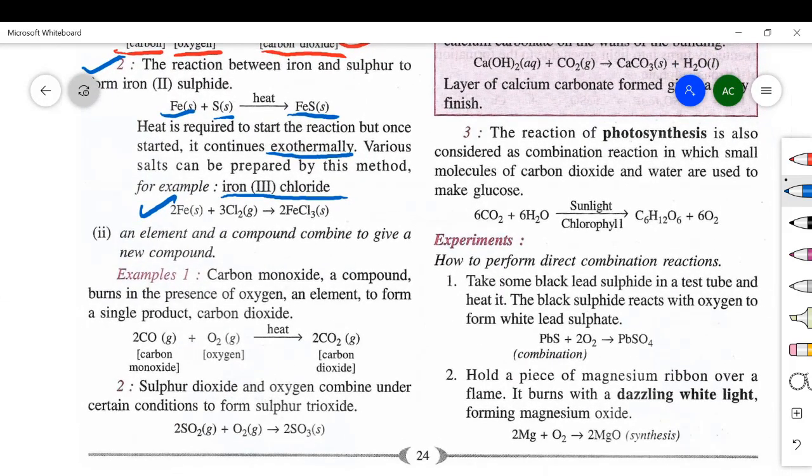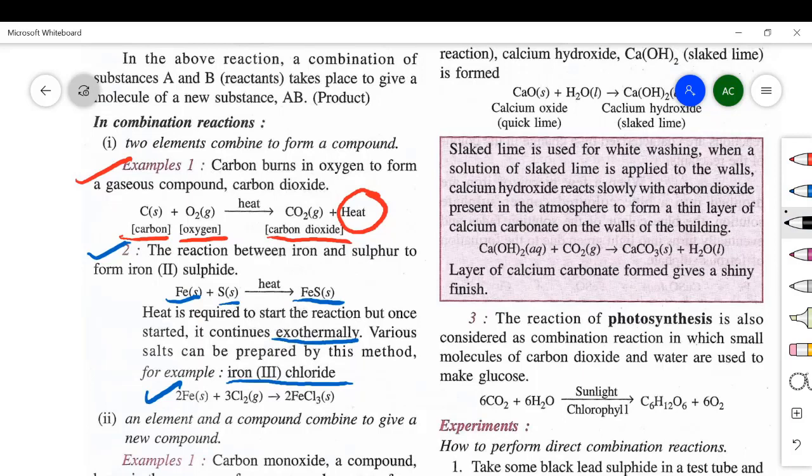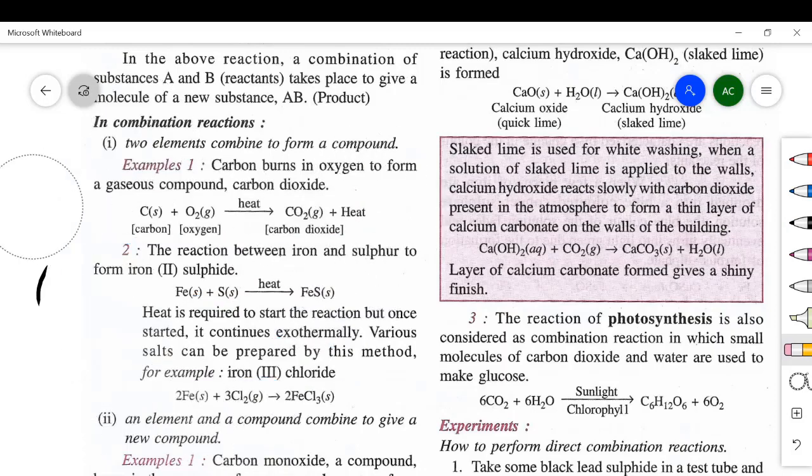Now coming up to the first example of the second category. The examples which we have seen here, all these examples, here elements are combining to form compounds. You can see carbon is an element, oxygen element, iron element, sulfur element, iron element, chlorine element. So here what is happening? Here elements are combining to form a compound.